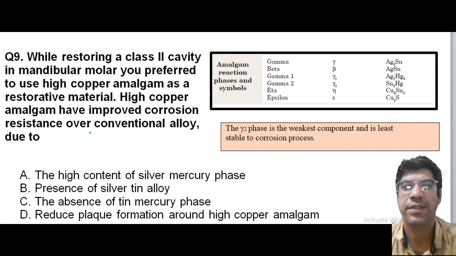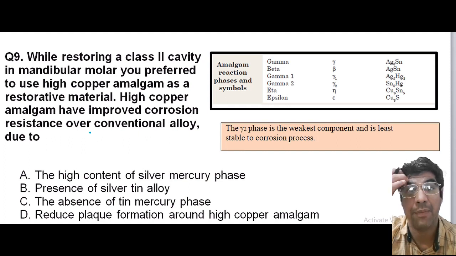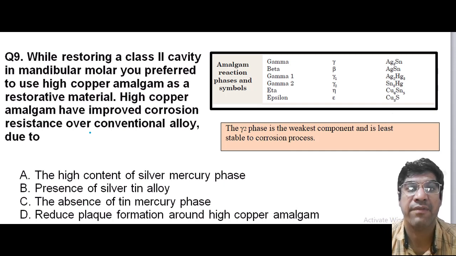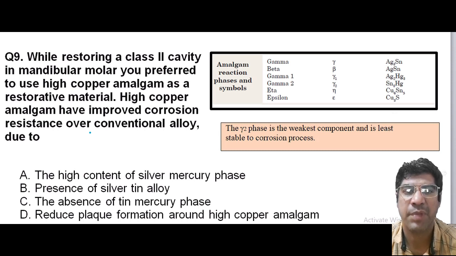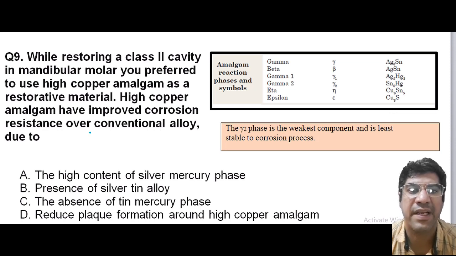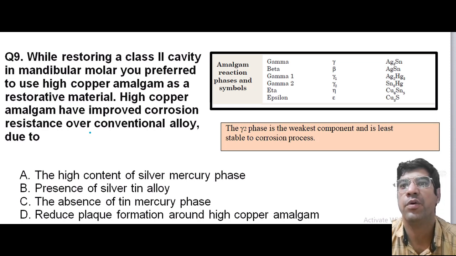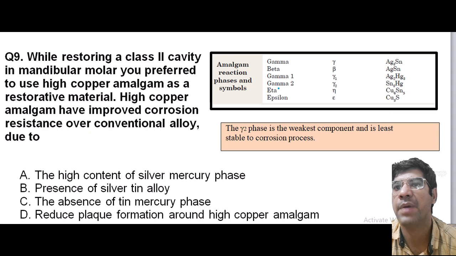While restoring a class 2 cavity in mandibular molars, you prefer to use a high copper amalgam as a restoration material. High copper will have improved corrosion resistance over the conventional alloy. In high copper, the composition has been modified to reduce the amount of tin present in the alloy. The tin mercury phase in conventional amalgam is susceptible to corrosion, and it can lead to breakdown of the amalgam restoration over time. So remember, gamma 2 phase has been eliminated in the high copper.